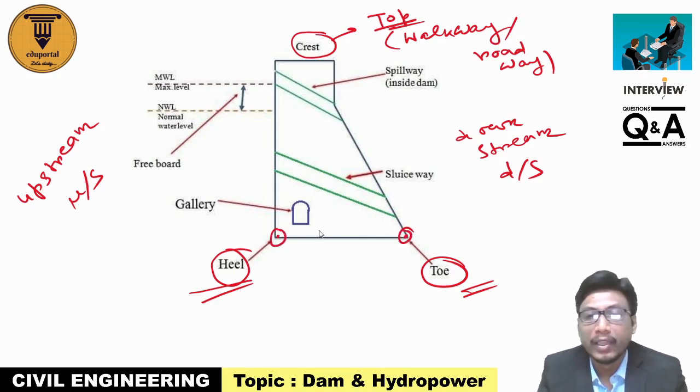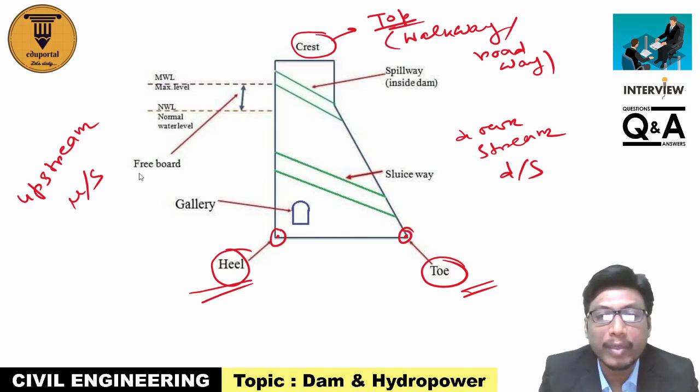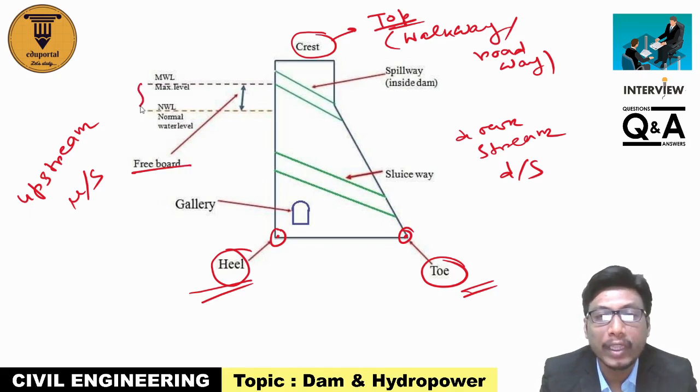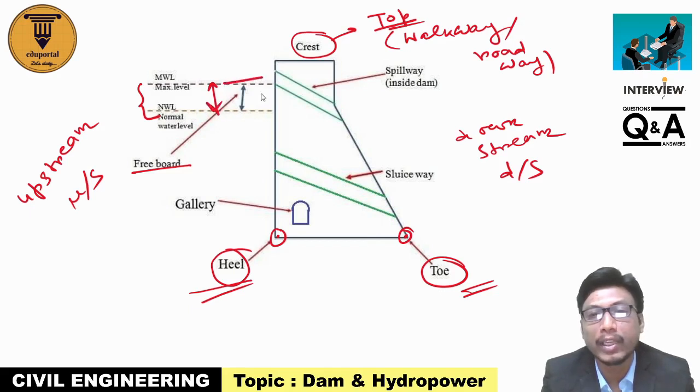Now there is a freeboard. Freeboard is the difference between maximum water level and normal water level of the reservoir. So this is freeboard. This is the maximum water level. This is the normal water level. Now, sluice way. What is sluice way?